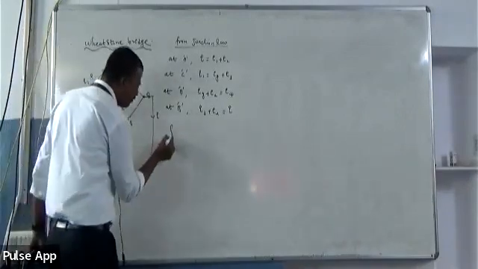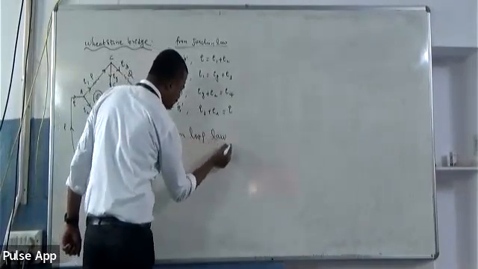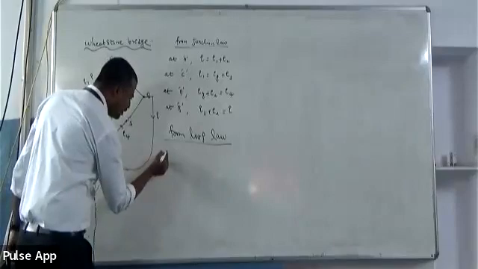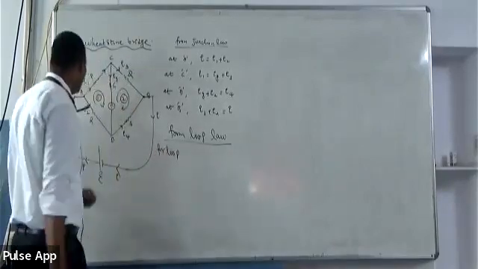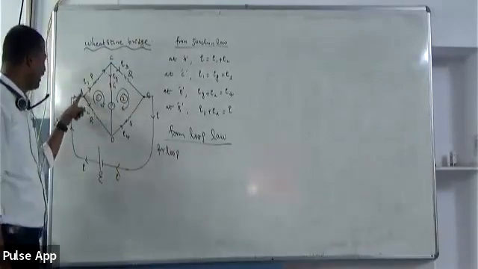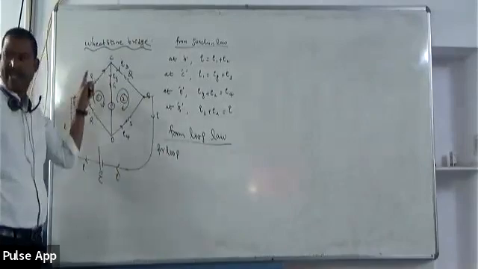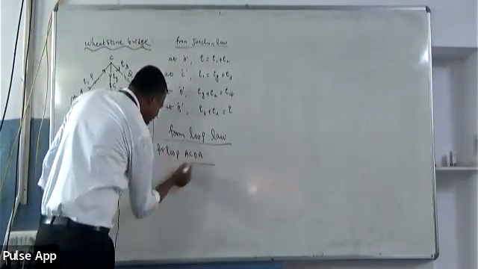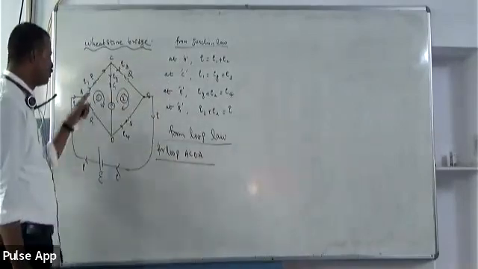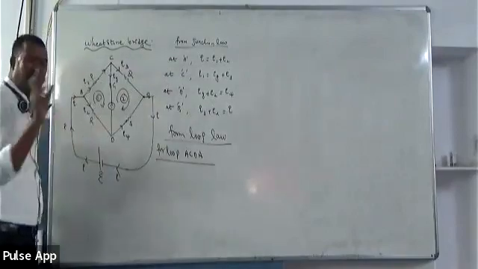First, from the loop law, for the loop, what do you take? A, C, D, A. I'm taking the loop A, C, D, A. So start with A and go towards C, towards D, and towards A again. That is a loop. Now just now I told the second law of voltage of Kirchhoff.